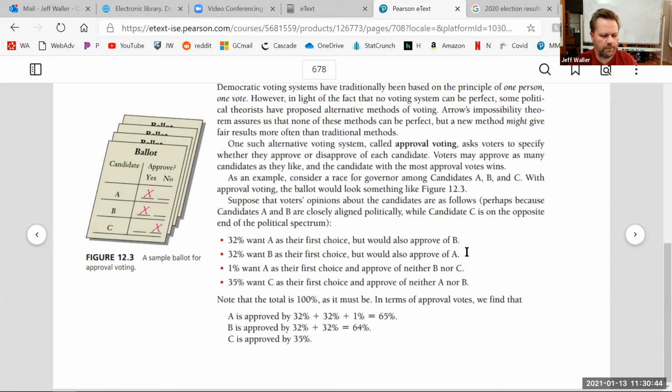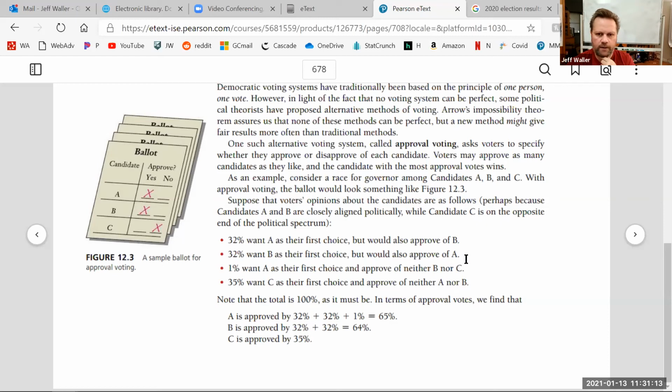32% want B, but would approve of A. 1% want A and don't like B or C. And 35% want C and don't like A or B. So all you do then is you add up how many are A approved by, right? So I don't know why they have the first choice thing. That's kind of silly. So 32% here like A, 32 more percent like A here.